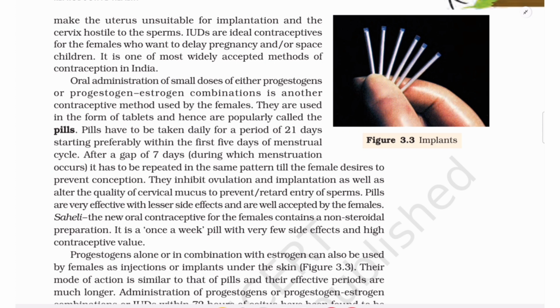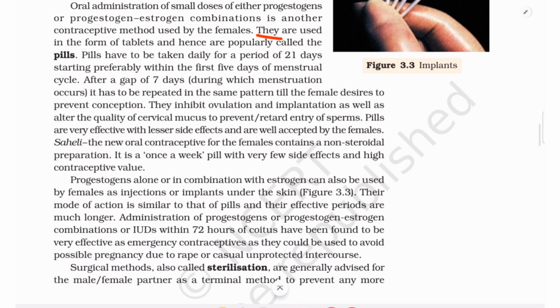Oral administration of small doses of either progestogens or progestogen-estrogen combination is another contraceptive method used by females. They are used in the form of tablets and hence are popularly called pills. Pills have to be taken daily for a period of 21 days, starting preferably within the first 5 days of the menstrual cycle. After a gap of 7 days during which menstruation occurs, it has to be repeated in the same pattern till the female desires to prevent conception.